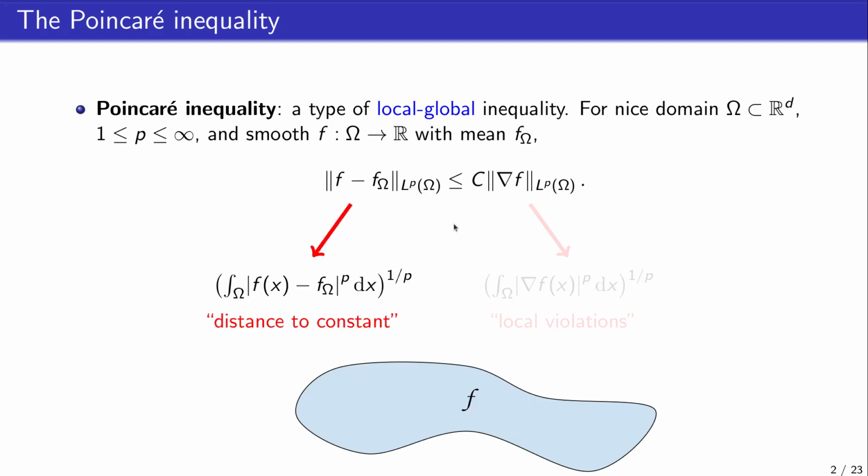The way to interpret this is that the left-hand side is something like the distance to a constant function. Here I'm just writing out what the L^p norm is, and we're saying how far this function is from being constant everywhere in its domain. So this is like a global property. On the right-hand side, what I have is what I'm calling local violations, so some sort of local property. And why I'm calling it a violation is because this gradient is non-zero when the function is non-constant locally. It's varying a little bit, and that is violating the property of being a constant function. So this is this type of local to global phenomenon.